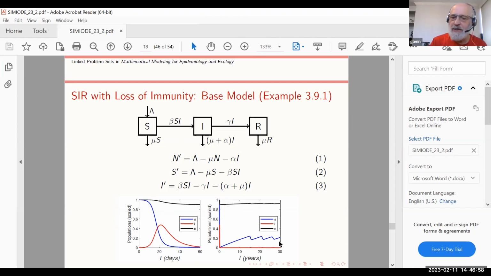And what you discover is that after the initial epidemic is over, the susceptible population gradually increases because new people are born and the disease is kept at bay. Eventually, the susceptible population gets large enough to trigger the next spike. So that's what happens if there is no loss of immunity.